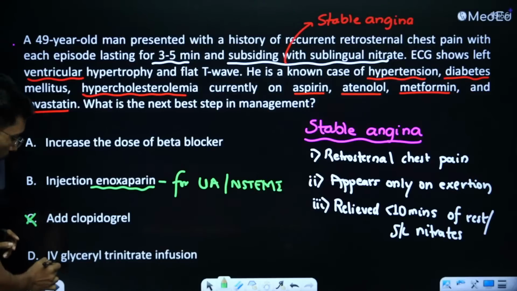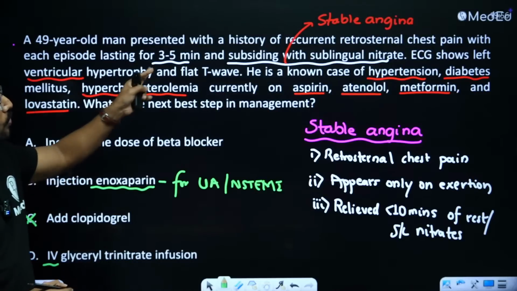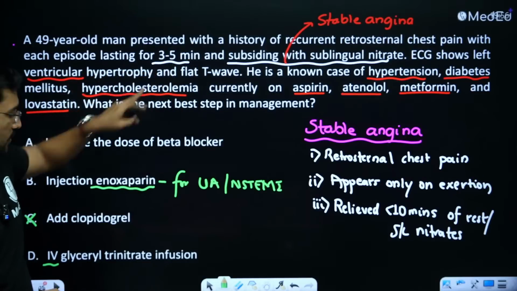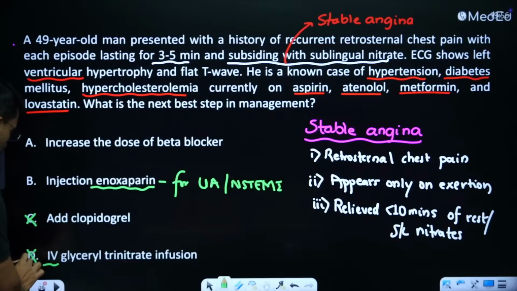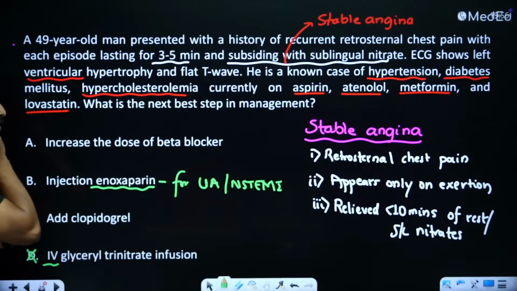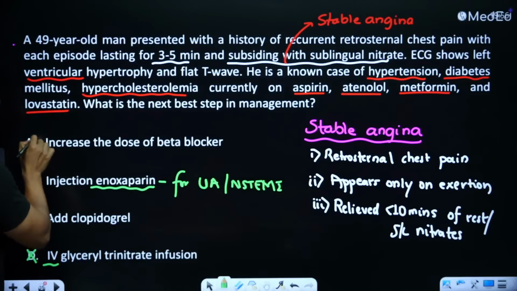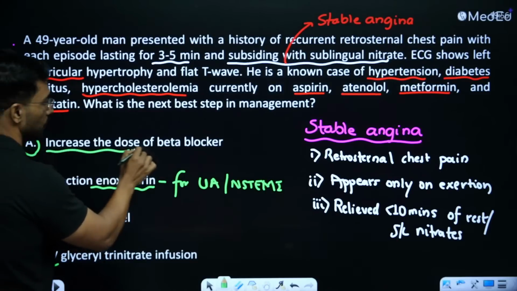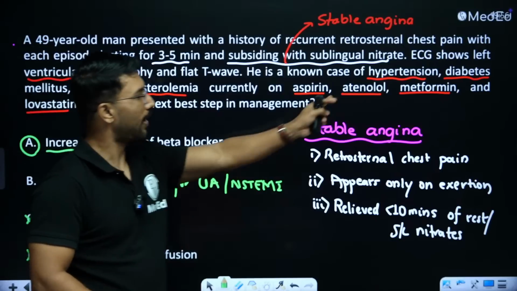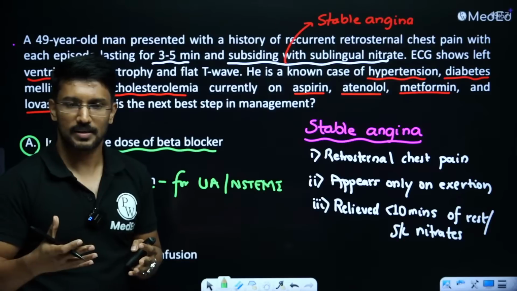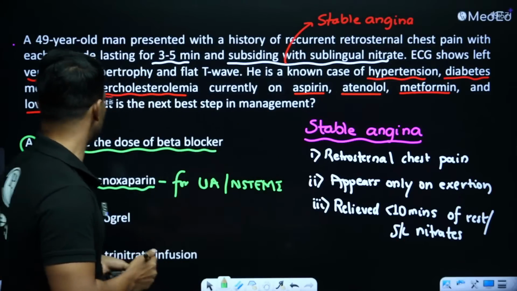Then IV nitrates is only going to treat an attack. Here the problem is he's still having frequent attacks. IV nitrates are typically used when a patient is hospitalized with either heart failure or acute coronary syndrome. So the right answer here should be to increase the dose of beta blockers. We can give as much as he tolerates. So we will go ahead with increasing the dose of beta blockers.